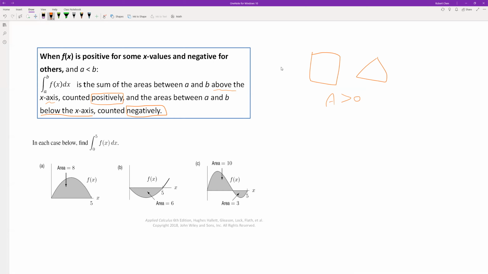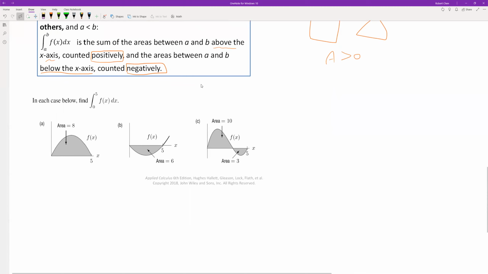If it's below, then it's negative, right? So let's look at these three examples. It tells us the area under the curve, the actual area, and we want to write out what the integral is going to be.